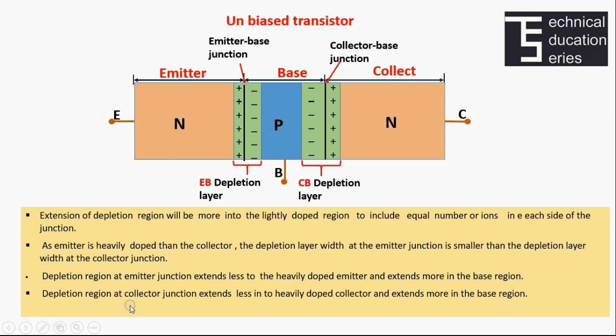Depletion region at collector junction extends less into heavily doped collector and extends more into the base. Operating regions of the transistor.